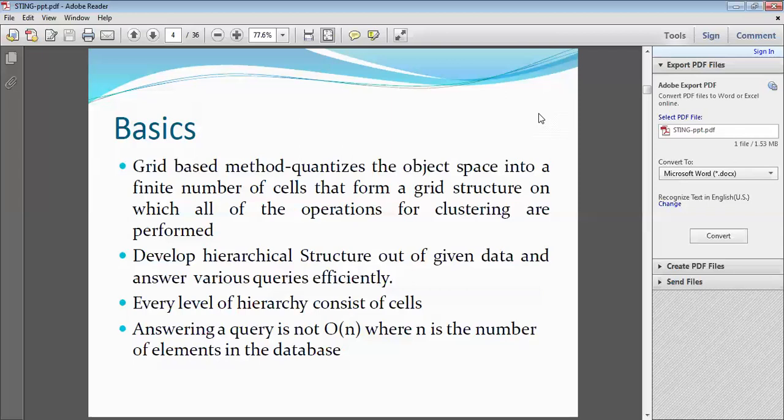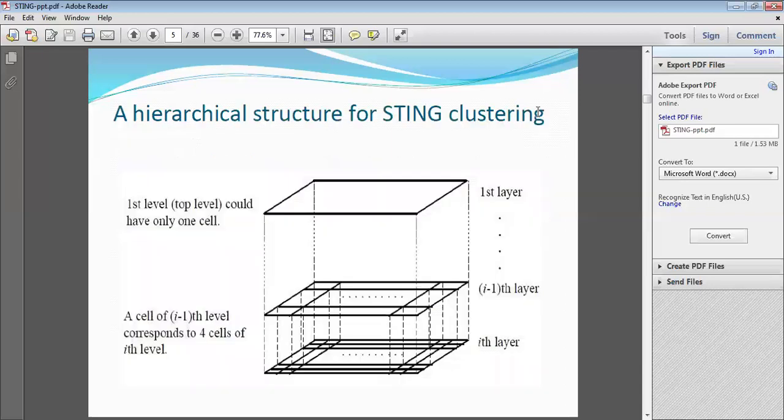So here I am showing that it is not dependent on O(N), where N is the number of elements in the database. Okay. So it is more efficient, and it is using density. And there is a relation between the number of grids in the bottom layer and the layer above it.